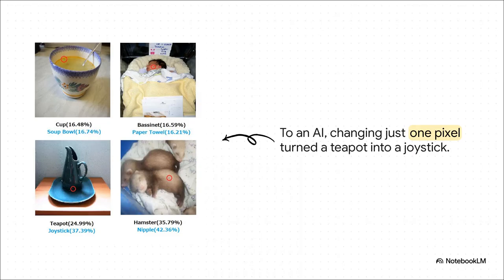Okay, so take a look at this. To you and me, it's a teapot, right? Obvious. But to a super sophisticated AI, all it took was changing one single, almost invisible pixel to make it think it was looking at a joystick. No joke. And this isn't some random glitch. This was a deliberate manipulation.